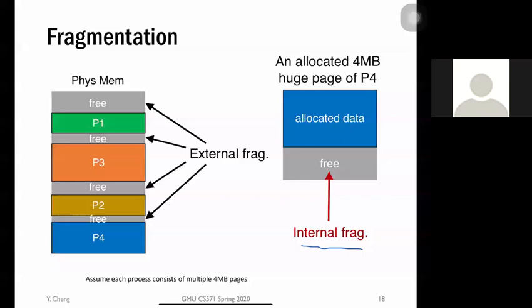Collectively, cumulatively, if you scan through all the pages, the aggregated internal fragments are significant. The total amount of it is significant. So that leads to dramatic memory wastage, right? These are the issues of so-called memory fragmentation, which leads to memory wastage.